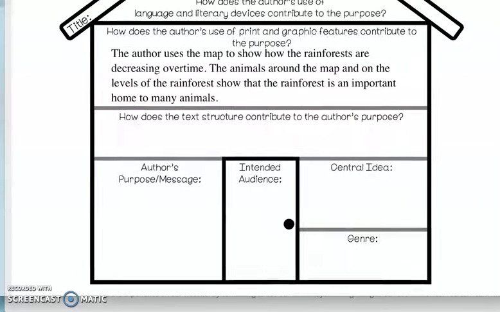And I want us to talk a little bit about how the text structure contributes to the author's purpose. So we haven't talked about text structure yet this year, so I'm going to go ahead and tell you what the text structure is. The text structure is sequential order, where the author is presenting events in the order that they happen. Now we're just looking at a very brief amount of time in this story, but let's talk about what is the first event that happens in this story. Go ahead and pause, think about that for a minute. Maybe talk to your group.